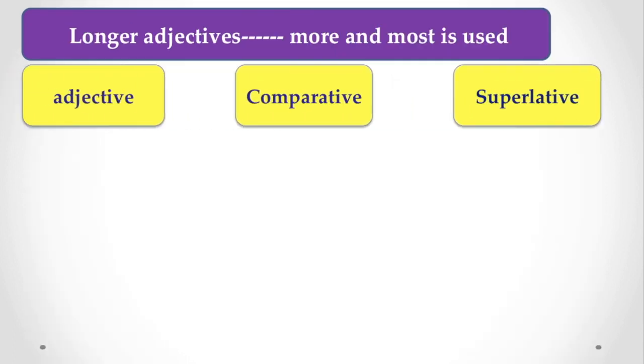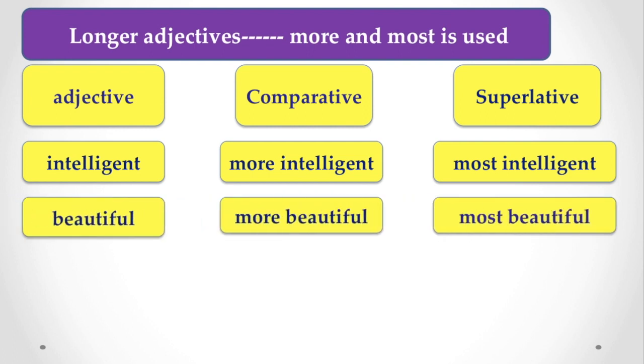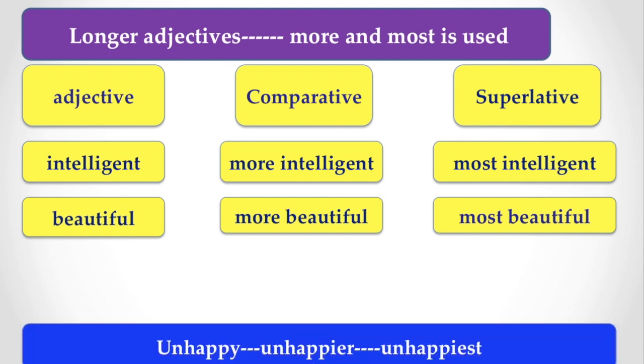Now, what do you do if we say intelligent or beautiful? Do we make it intelligenter? No, it is not true. In case of longer adjectives, you have to use more or most before them in order to use them in the comparative and in the superlative degrees. What are they? Intelligent, the base adjective, and you find more intelligent and most intelligent. Similarly, beautiful, more beautiful, and most beautiful.